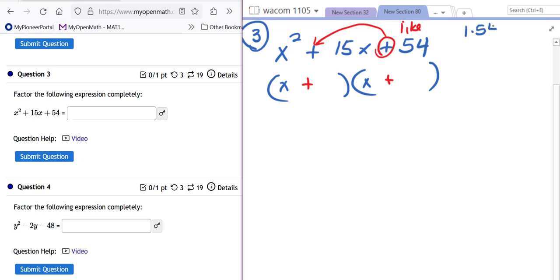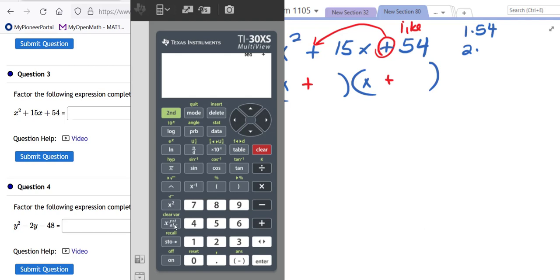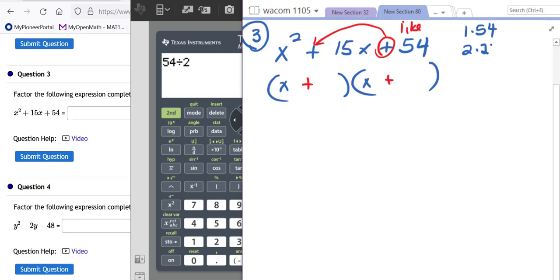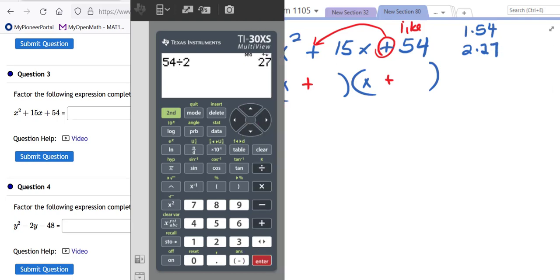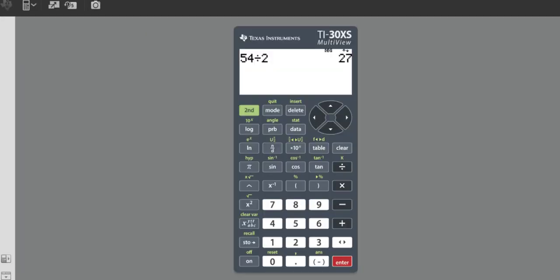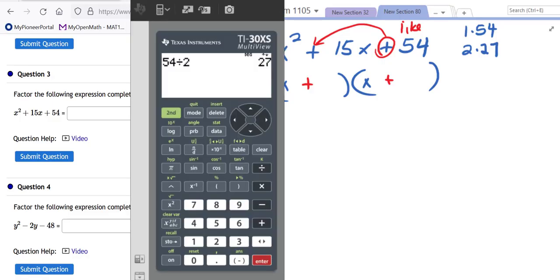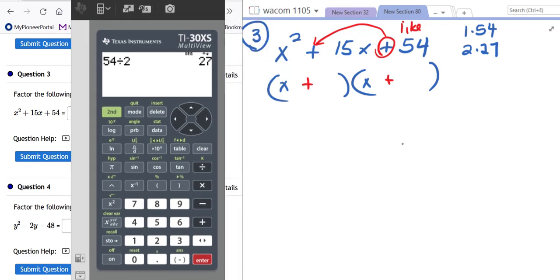1 times 54. We know a 2 goes in there, so you can get your calculator and do 54 divided by 2. You don't want to skip around. As you become more experienced, these will pop in your head, but if it doesn't, you want to make the list. Ugh, sorry. All right. Let me use the mouse. Okay, 2 times 27, 54.